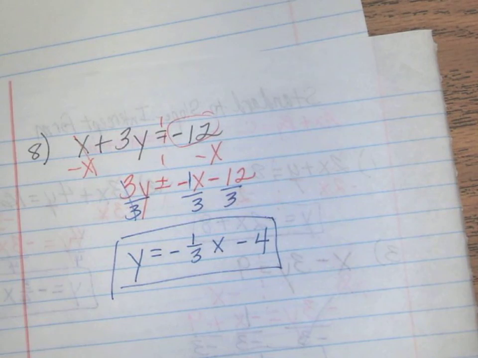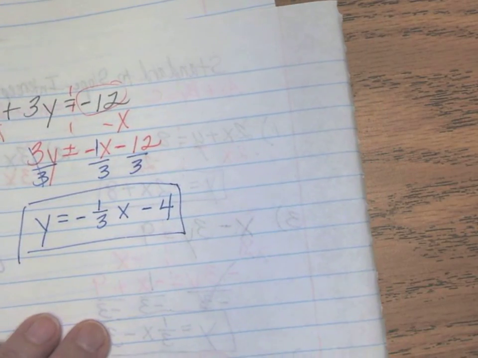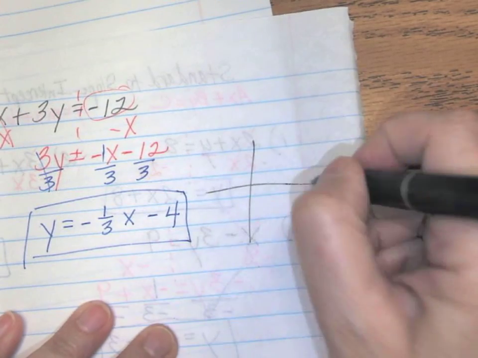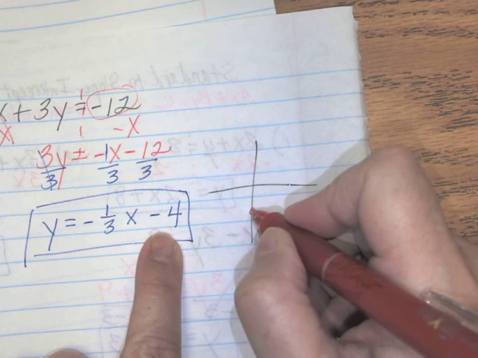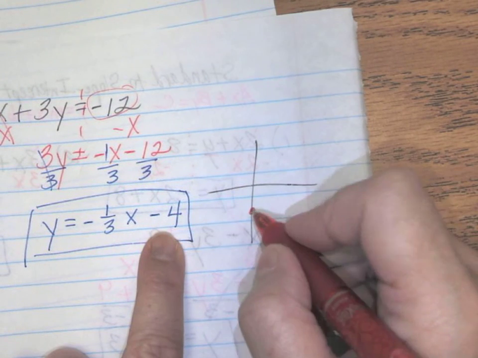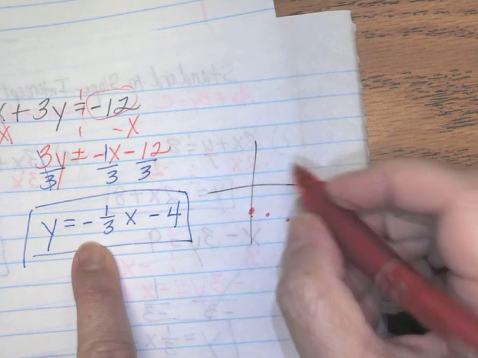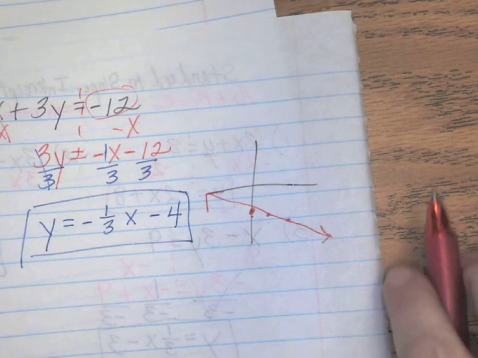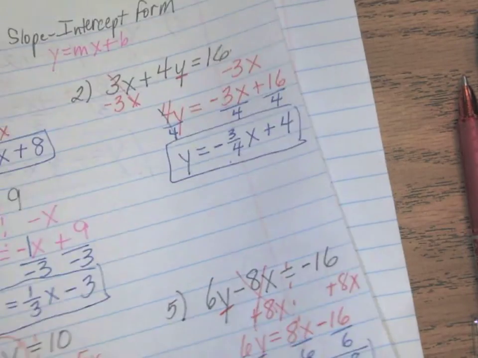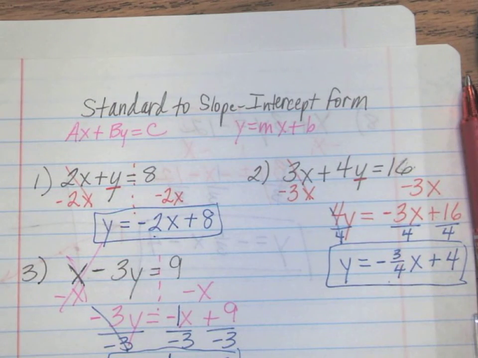So this one, if you were graphing it, your negative 4 is your y-intercept. Always start on the y-axis with your y-intercept. Then it's a negative slope, down 1 over 3. This would be a nice negative. So be careful that you go the correct way with these. And that is rewriting equations that are in standard form into slope-intercept form.